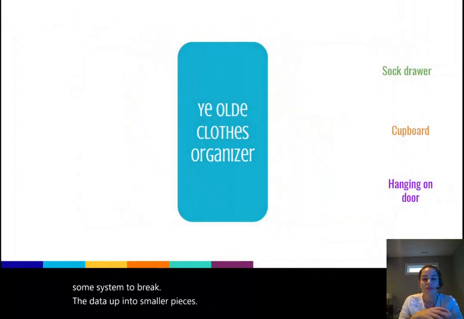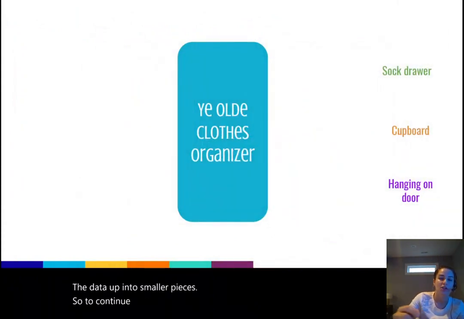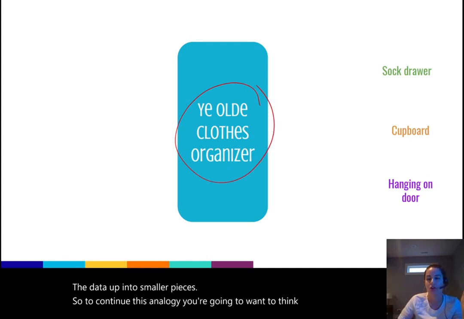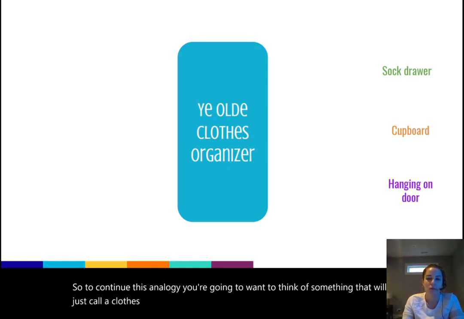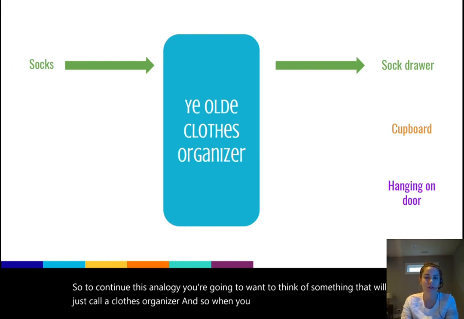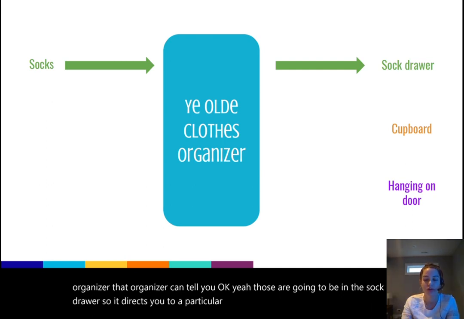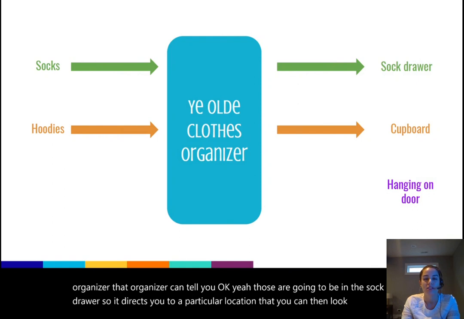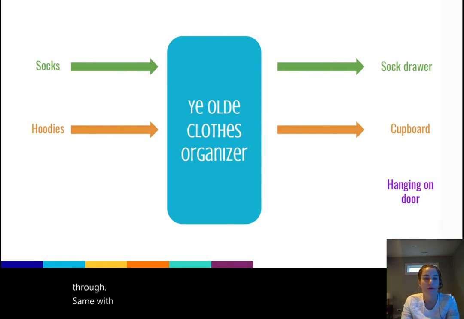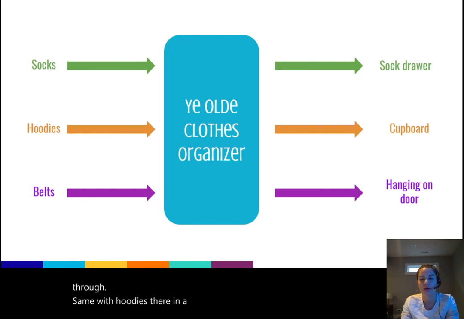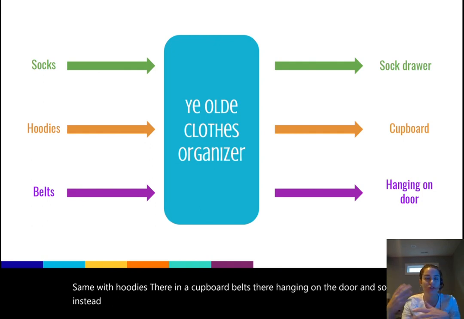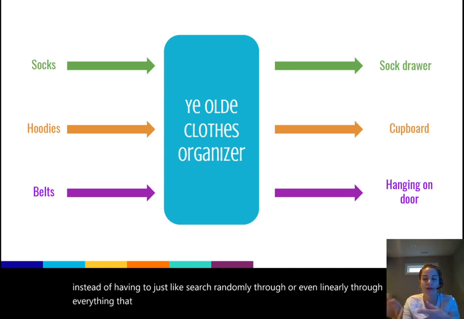To continue this analogy, think of something that we'll just call a clothes organizer. When socks come into your clothes organizer, it can tell you, okay, those are going to be in the sock drawer. So it directs you to a particular location that you can then look through. Same with hoodies, they're in a cupboard. Belts, they're hanging on the door. So instead of searching randomly, or even linearly, through everything that you own, it directs you in a more useful way to a particular area.